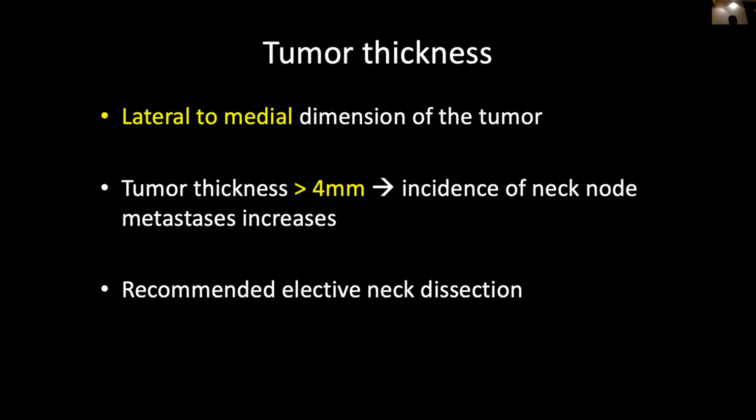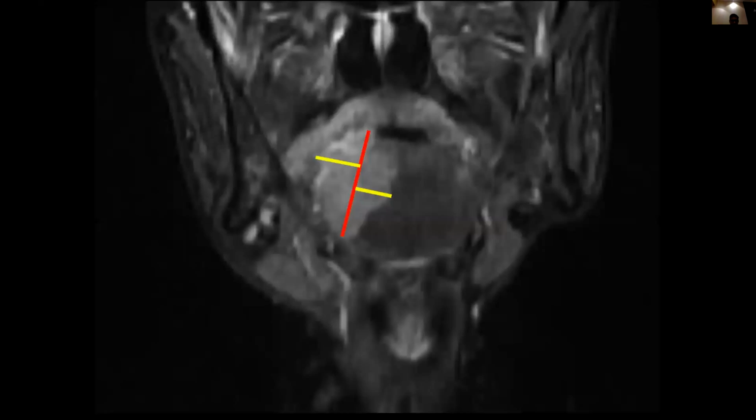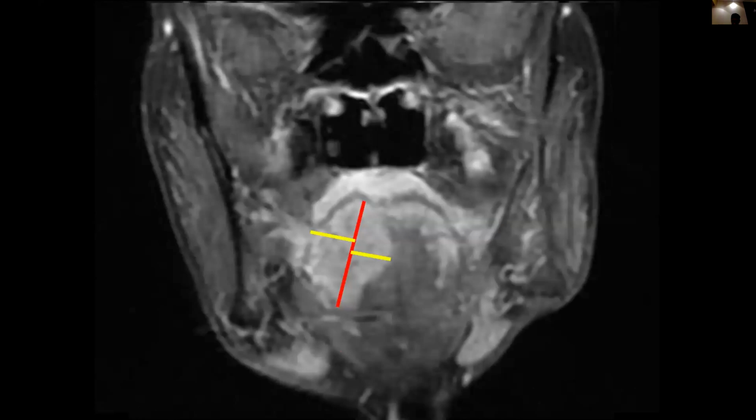With tumor thickness more than 4 millimeters, the incidence of neck metastasis is quite high, and elective neck dissection is recommended. So you draw a perpendicular line on a contrast-enhanced coronal MRI from the cranial to the caudal margin of the tumor, and you take the maximum medial and lateral dimension, which forms the tumor thickness. Now, if you see, this was the exophytic component of the tumor, and this becomes the depth of invasion. So the depth of invasion is the tumor thickness minus the exophytic component.